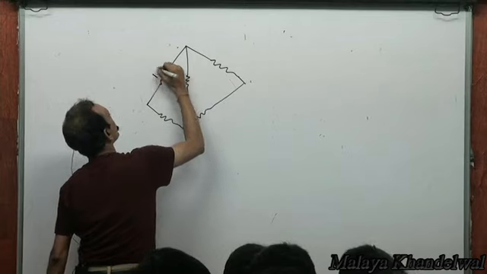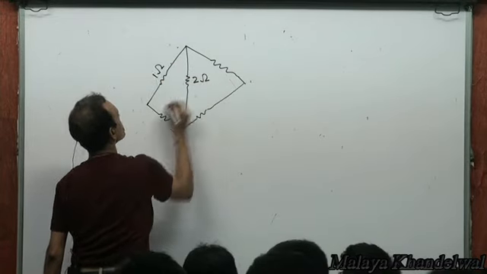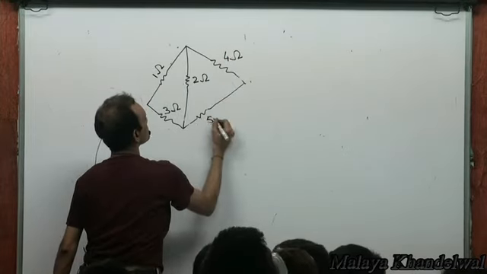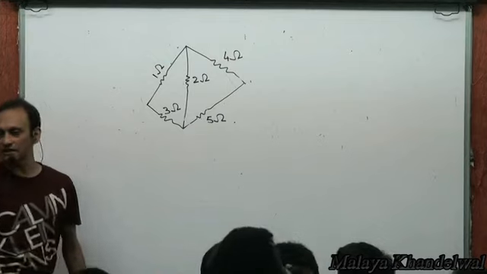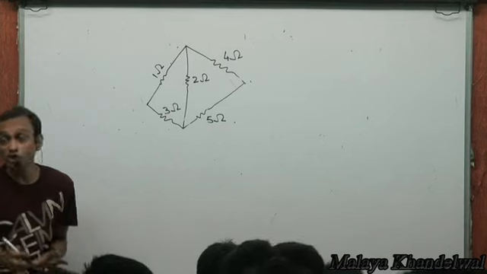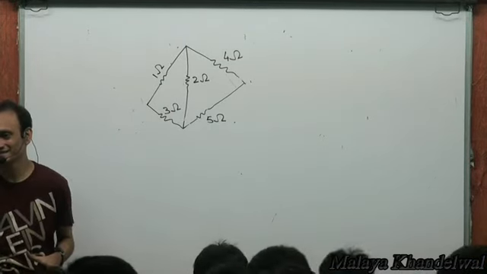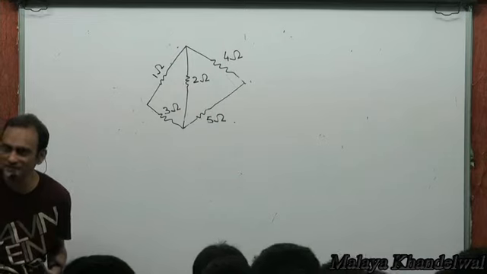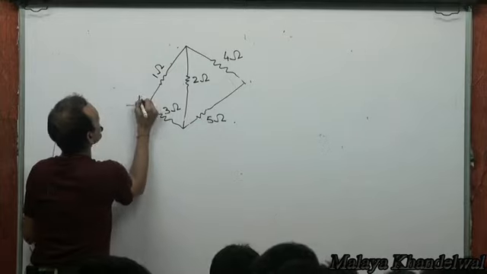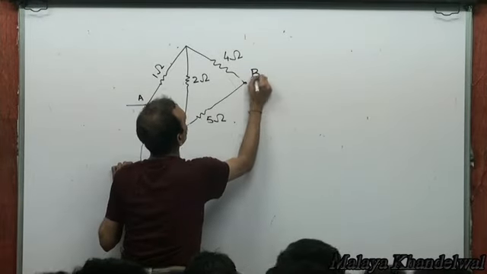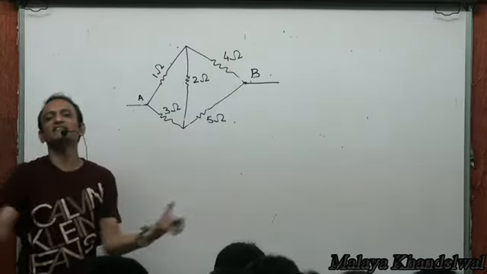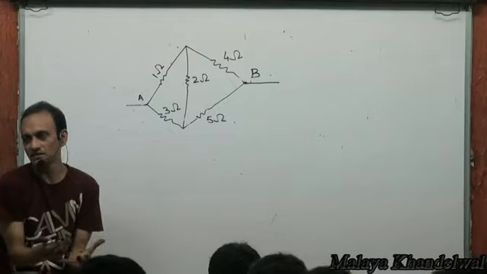Say this is 1 ohm, 2 ohms, 3 ohms, 4 ohms, 5 ohms. Something like this. First of all, I would need to know across which 2 points I am seeking the resistance of this network. Say between points A and B here, I am seeking the equivalent resistance. That means between A and B, I want to replace this network by a single resistance.